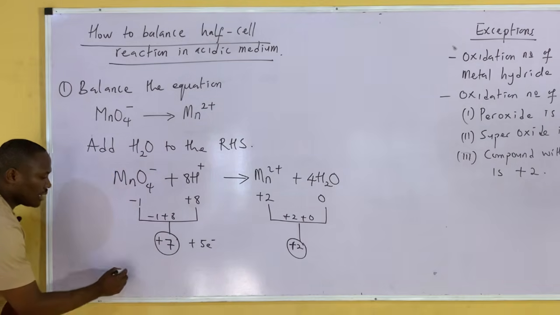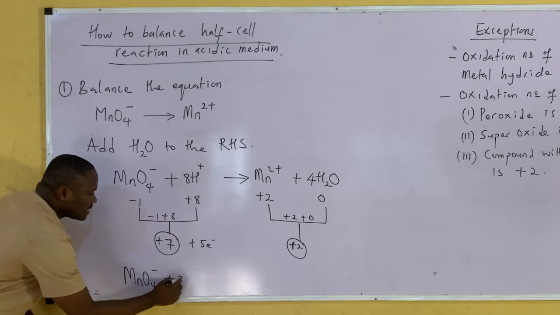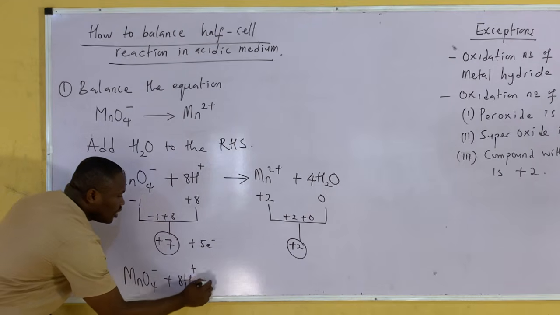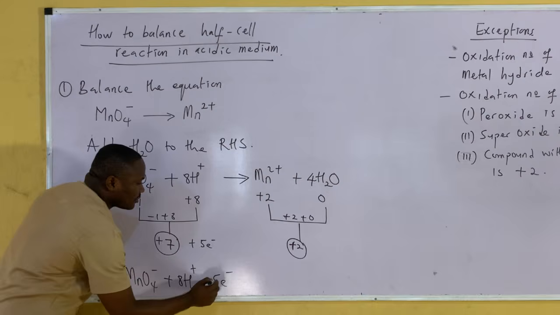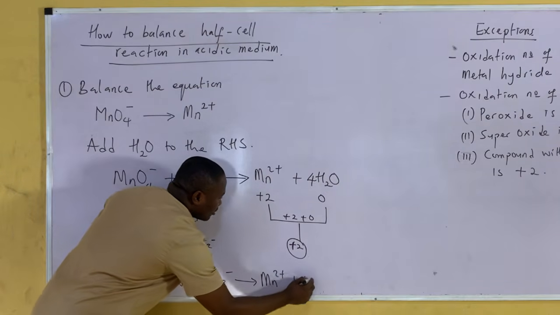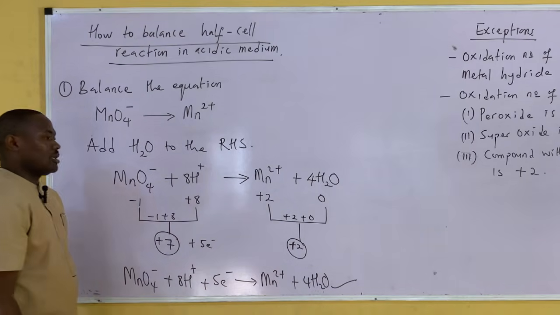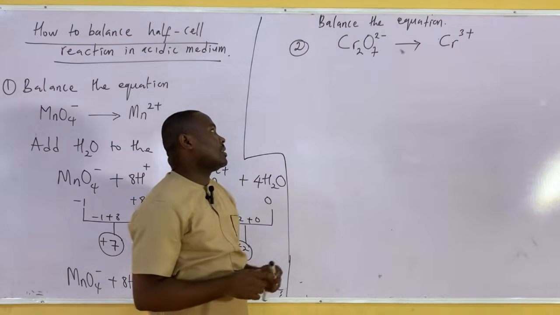So my equation will now be MnO4 minus plus 8H plus plus 5e minus to give us Mn2 plus plus 4H2O. So this reaction is balanced. Thank you. Now let's look at another question here.